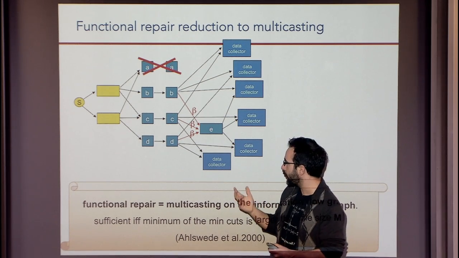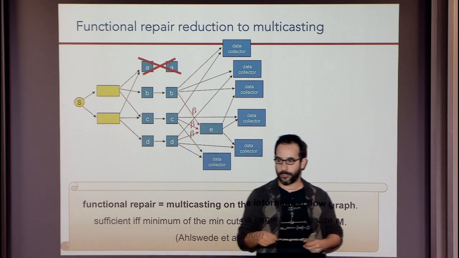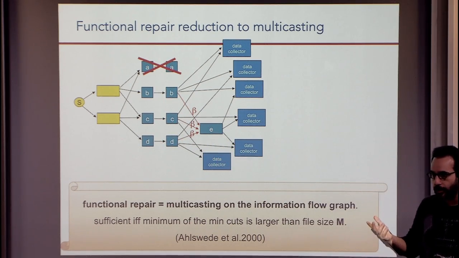And the problem is, of course, this code will be changing. These linear equations here will not be the same as these linear equations here. They will be changing. So that's why it's functional repair.